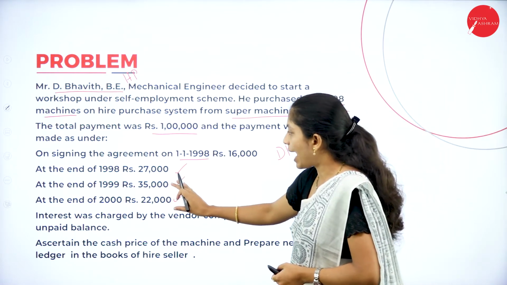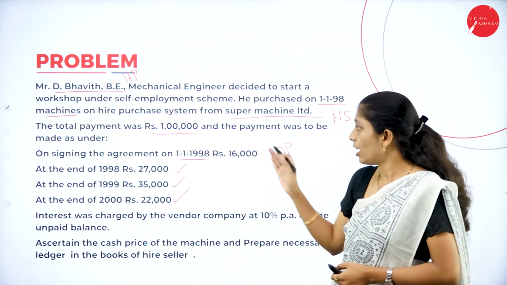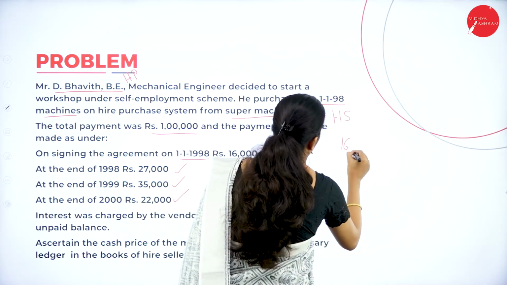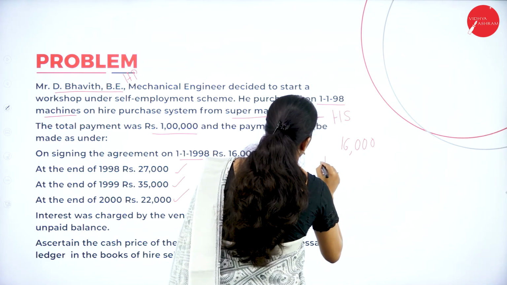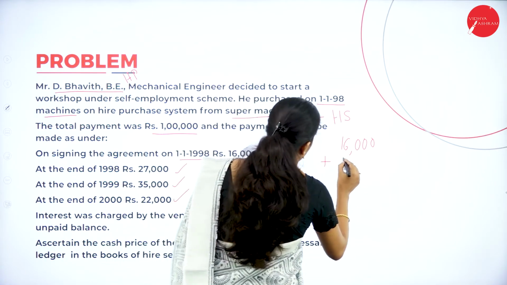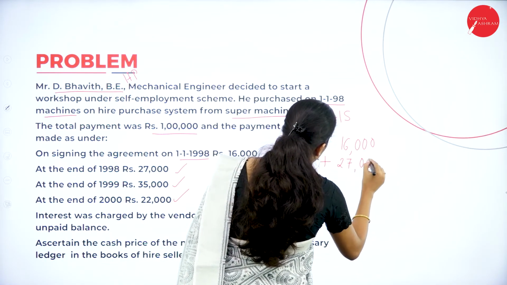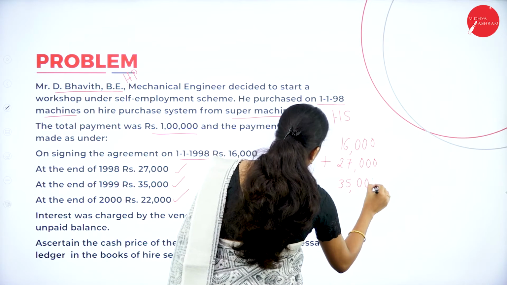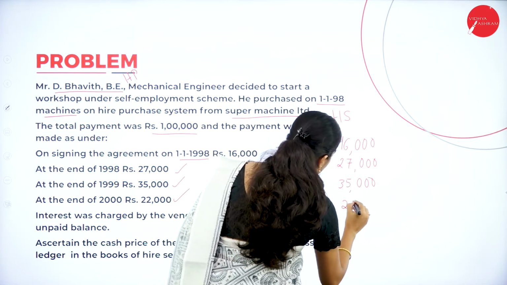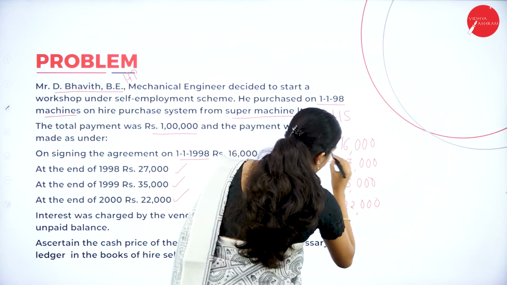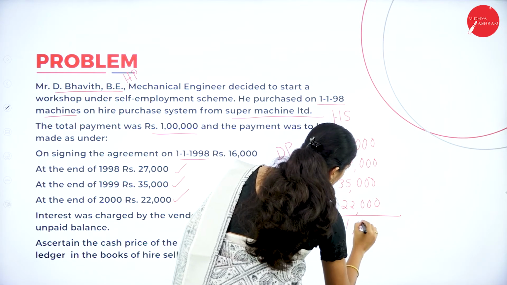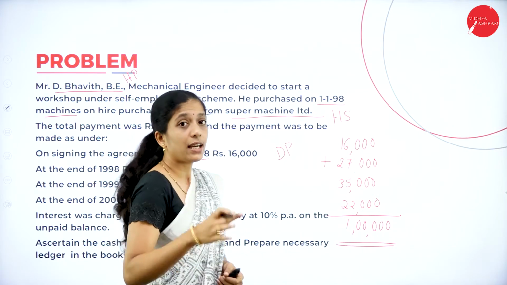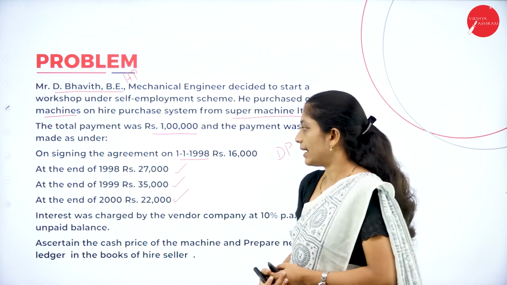Now if you add all these, how much is it? 16,000 plus the first year he has paid 27,000, the next year he has paid 35,000, and the next year he has paid 22,000. If you add all these, you will get 1 lakh. That is the total payment made by the hire purchaser to the hire seller.